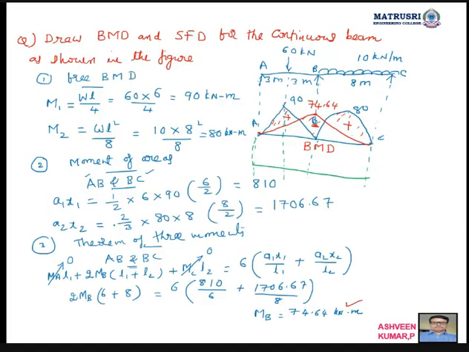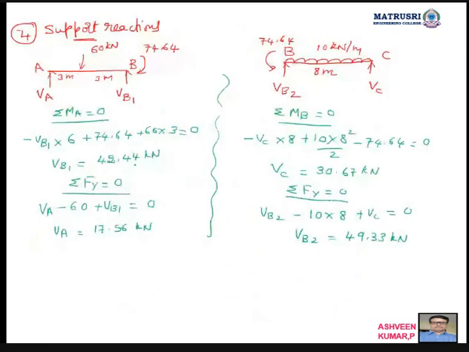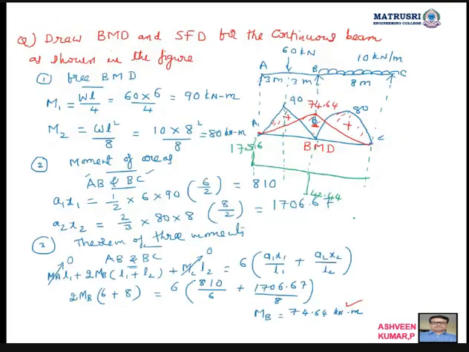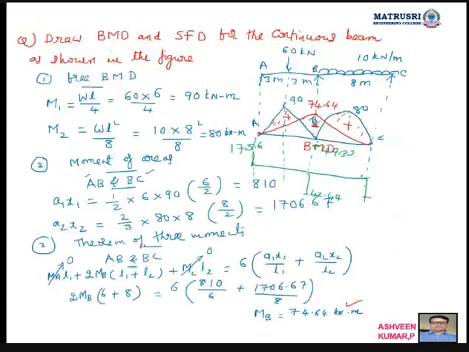So VA is 17.56. Okay. Then VB1, how much did you get? 42.44. Then VB2 is 49.33. Then VC is how much? 30.67. Please concentrate all of you.